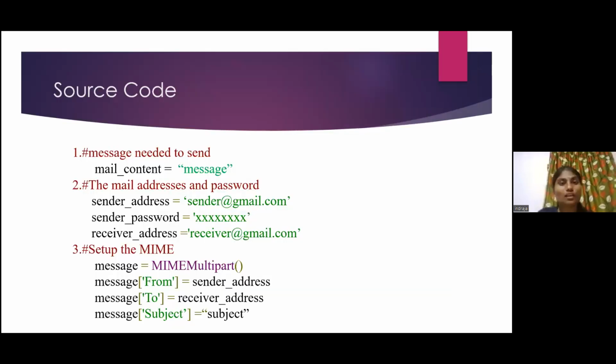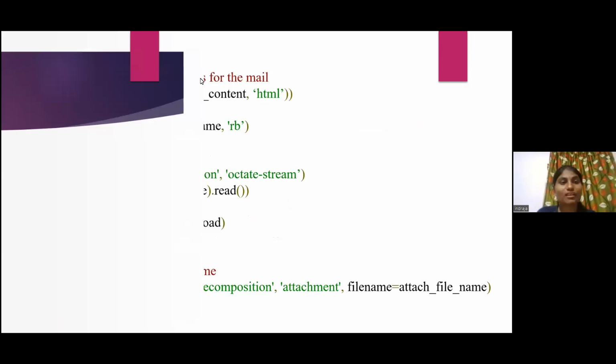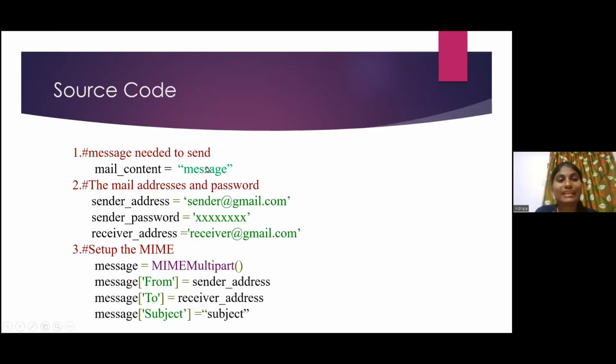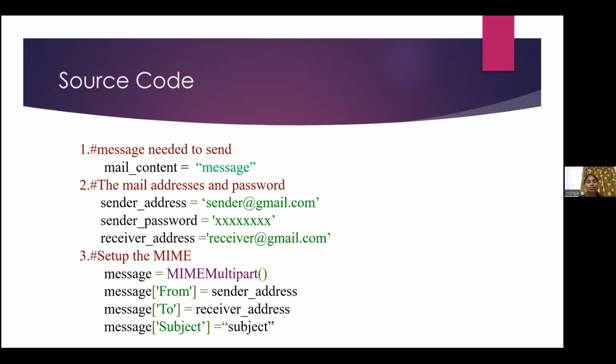Here is the source code. First, the mail content. We need to write the mail, whatever we need to send. And we need the sender's address and password, and the receiver's address, to whom we need to send. And we have to set up the MIME. MIMEText is used, with the MIME header to store sender and receiver info, and it is also needed to set an attachment with a mail. Here are the from and to addresses.